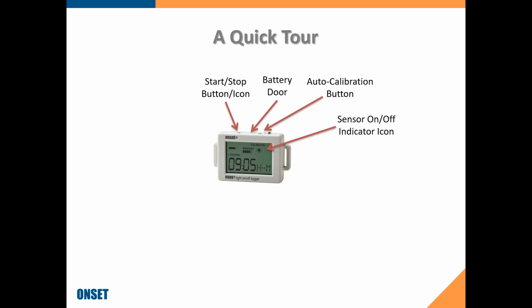We do show on the LCD screen for this particular logger, being a light on-off logger, the on-off indicator. And you'll see that on any of the UX90 loggers. It kind of helps you understand if the logger is actually doing what it's supposed to be doing.